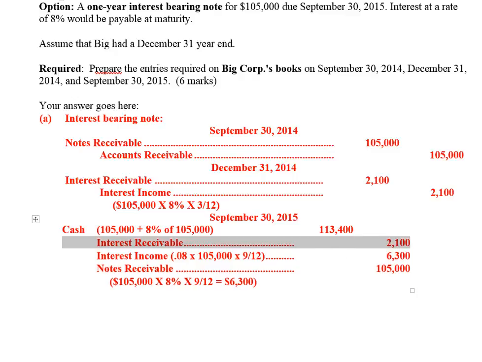And don't forget, from January 2015 until September 30th, 2015, that's 9 months of interest income that Big has earned on that note. So it now records a credit to interest income or interest revenue of $6,300.